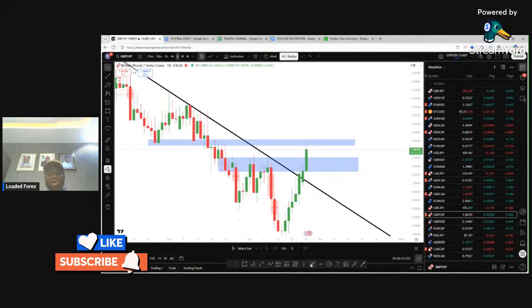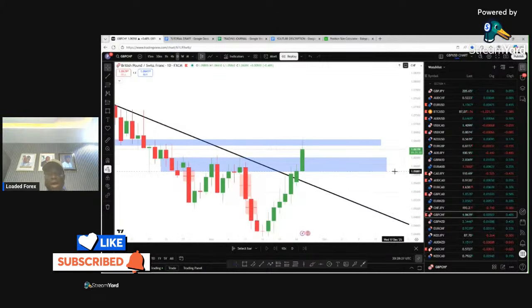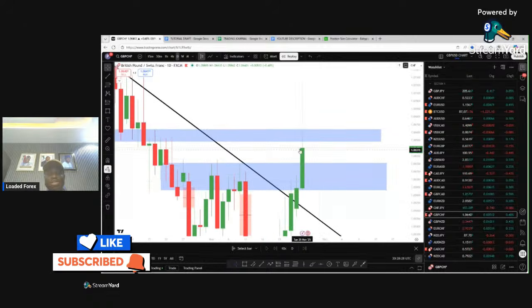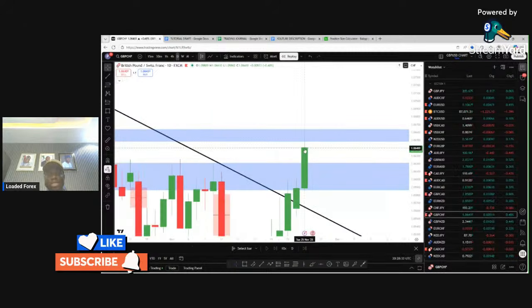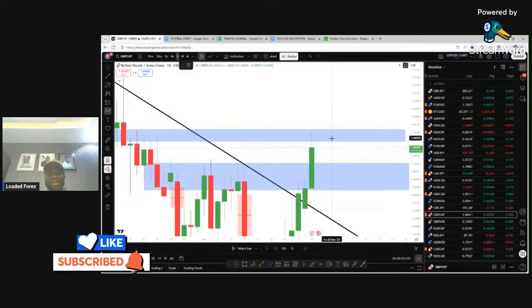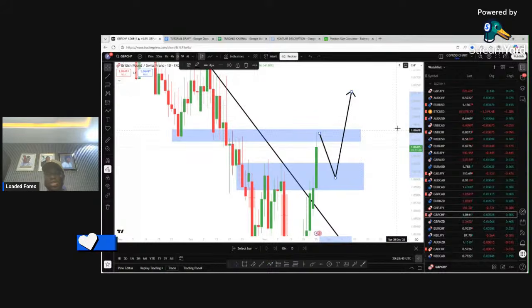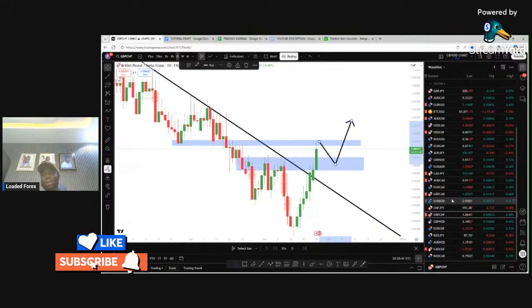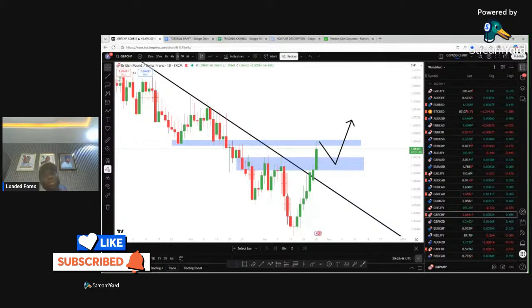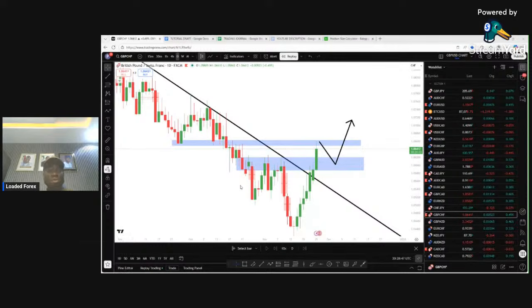So if this current daily candlestick closes with a bullish body, then I'll be expecting this resistance to push the price action to the downside so that I can take a buy opportunity. So these are the pairs we are watching out for this week. So the question is, are we going to execute all of this setup? The answer is no.